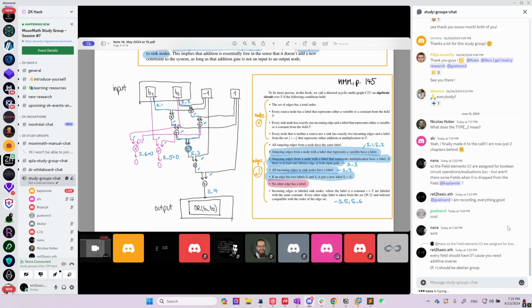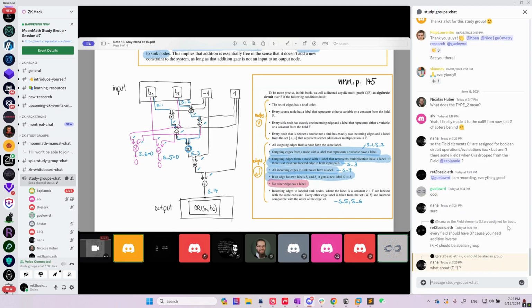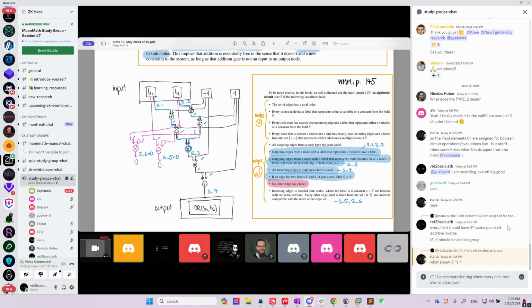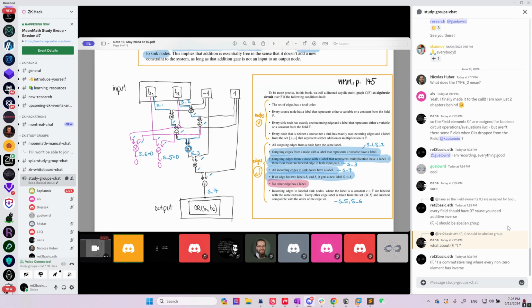I should not, because we are just multiplying constants. Same goes for this one. And these are addition gates, because we'll come to those, but they will not have a label. But if we look at this multiplication gate, we see that in both of those input paths we have a labeled edge. So we have to label this edge as well.